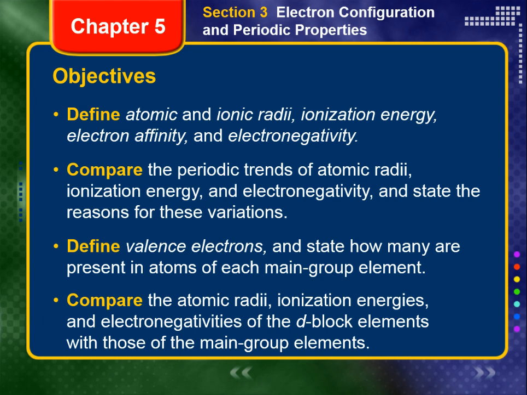At this point, I hope that you can define atomic and ionic radii, ionization energy, electron affinity, and electronegativity. Compare the periodic trends of atomic radii, ionization energy, and electronegativity, and then state the reasons for these variations. Define valence electrons and state how many are present in atoms of each main group element. And then compare the atomic radii, ionization energies, and electronegativities of the d block elements with those of the main group elements.